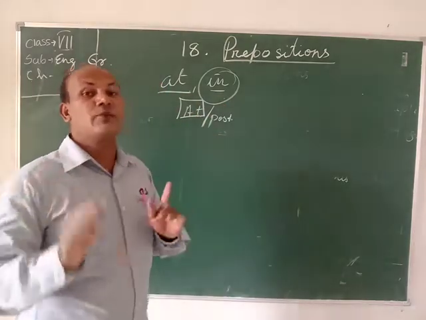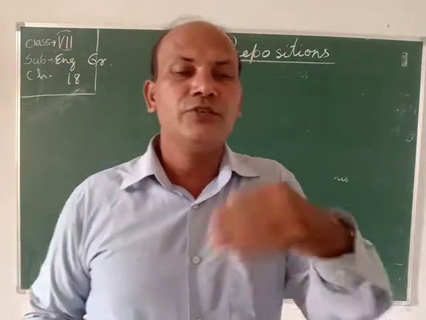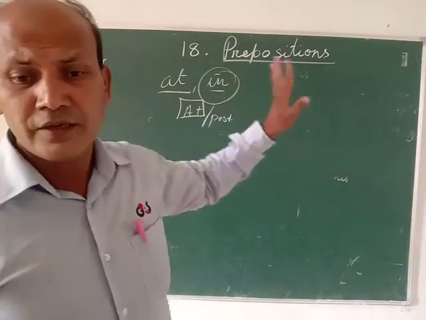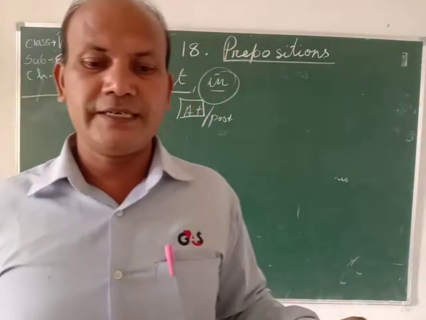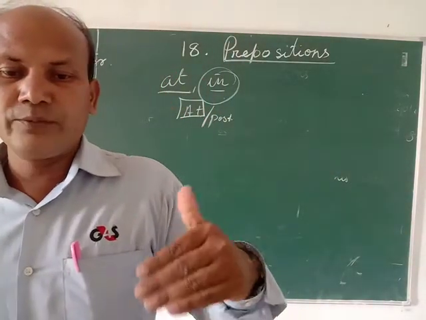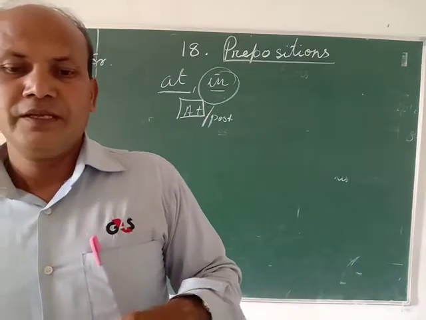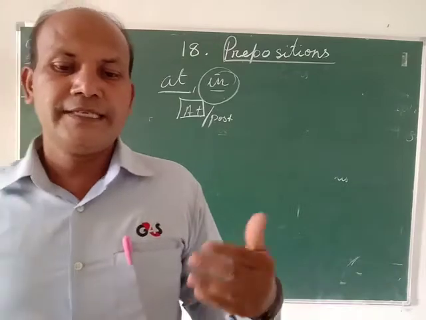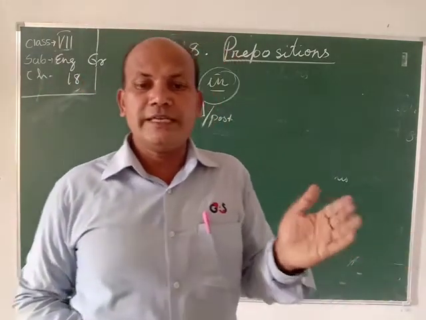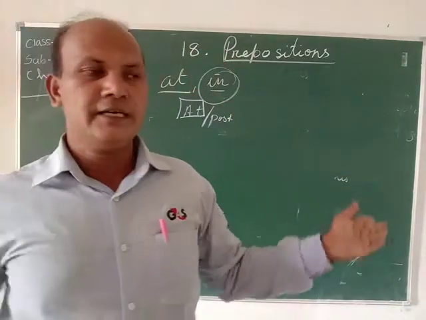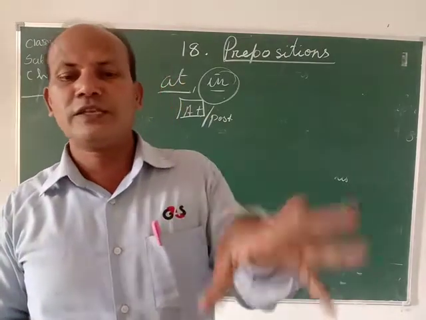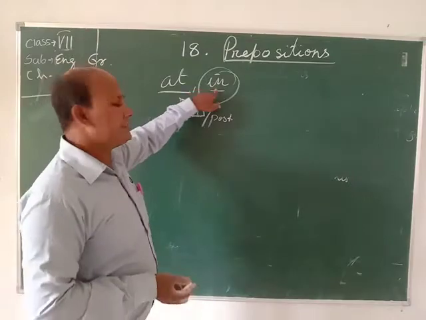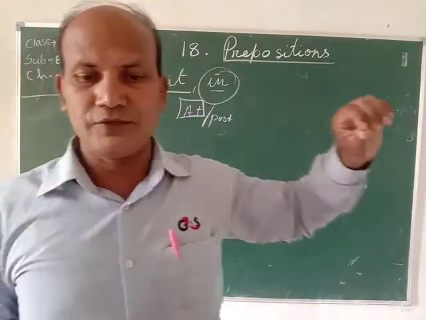Tumhara address mein at bola jata hai. At means a small place as you stay. It's clear? But one sentence: they settled at Mumbai in India. Here Mumbai is the smaller one, India is the bigger one, that's why you can use both. She was born at Gobindgarh in Punjab. Punjab is a very big state, and within it Gobindgarh is a small city. That's a difference.